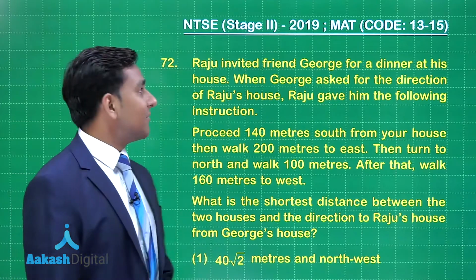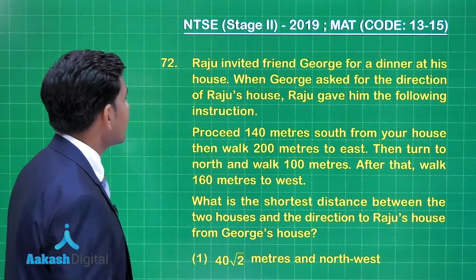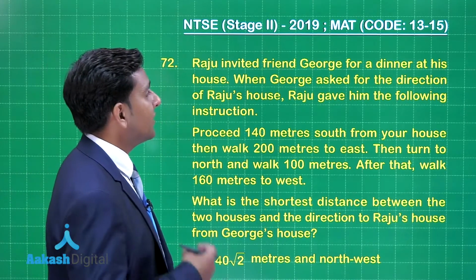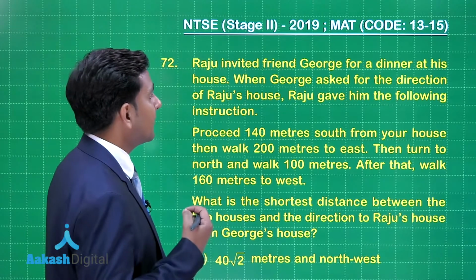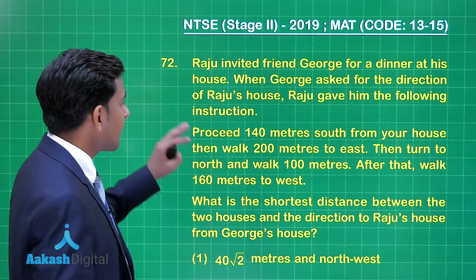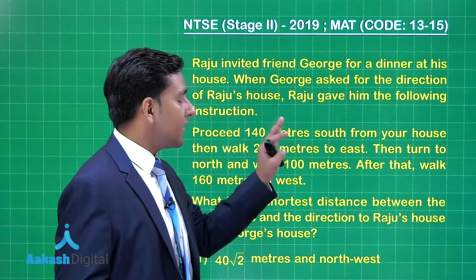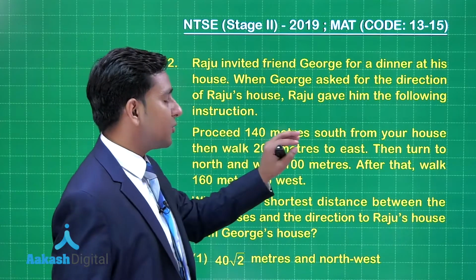Now let's solve question number 72. Question based on direction sense test. Question states, Raju invited friend George for a dinner at his house. When George asked for the direction of Raju's house, Raju gave him the following instruction. Proceed 140 meters south from your house, then walk 200 meters to east.